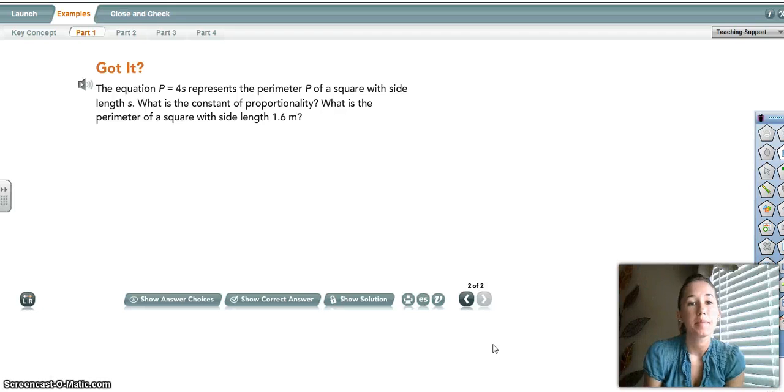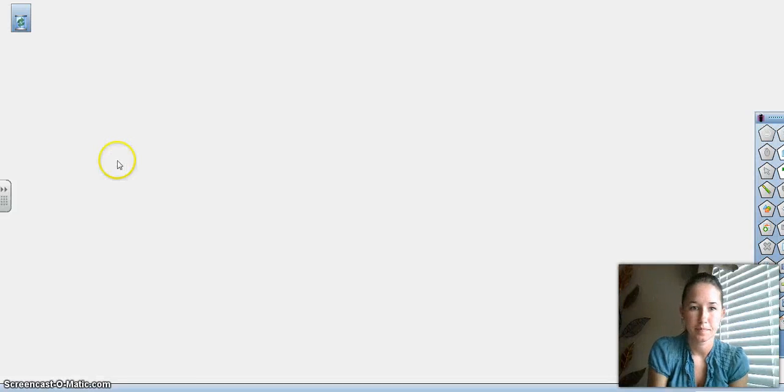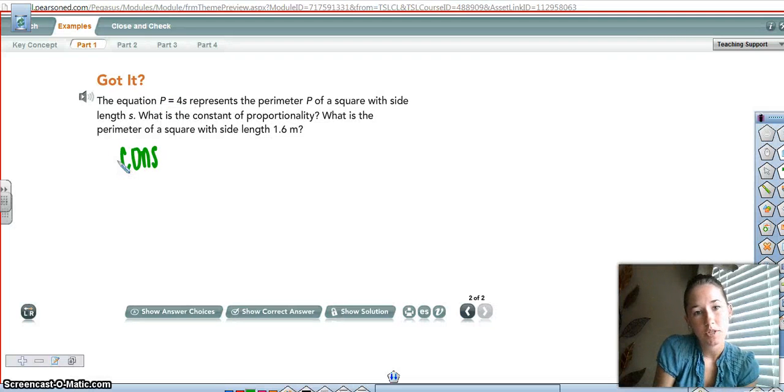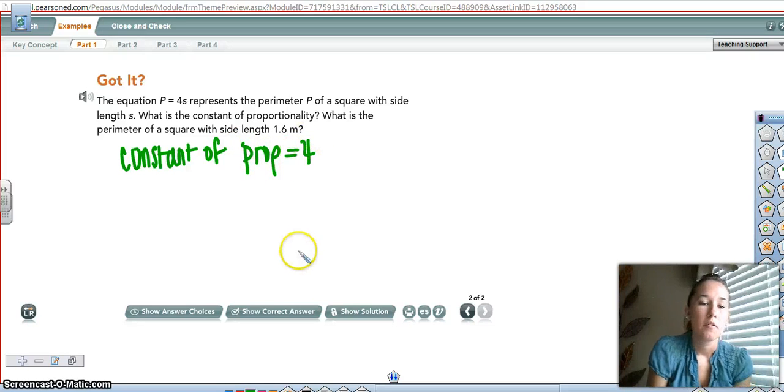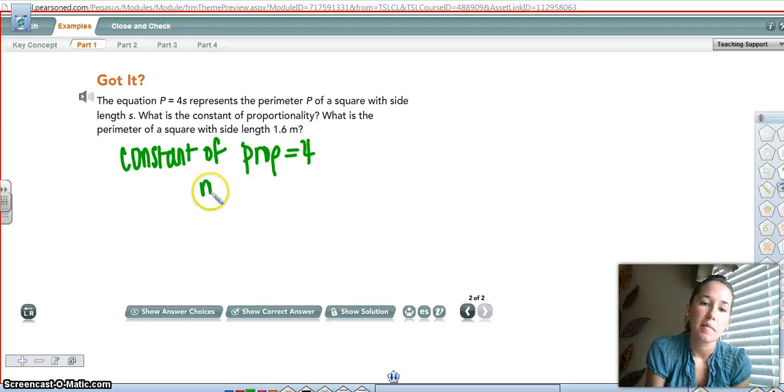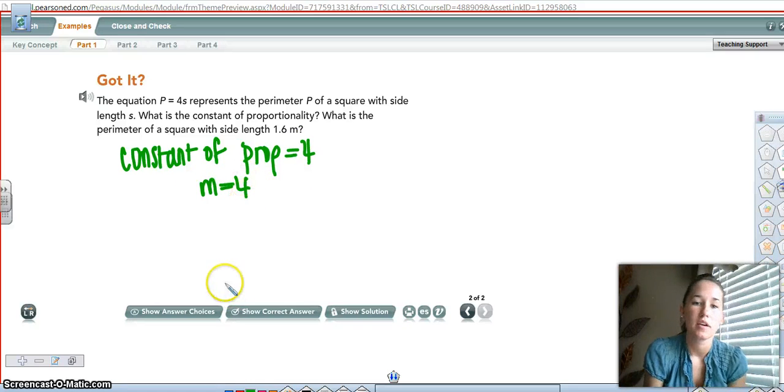The equation P equals 4S represents the perimeter P of a square with side length S. What is the constant of proportionality? The constant of proportionality is always your constant multiple. So looking at this equation, what is it always telling you to multiply by? The constant of proportionality is 4. Remember that we can use the variable m to represent constant proportionality rather than writing out the word.